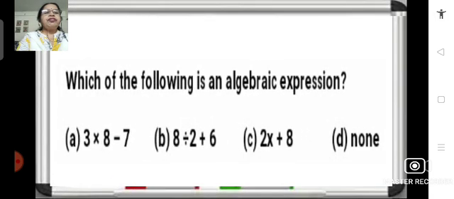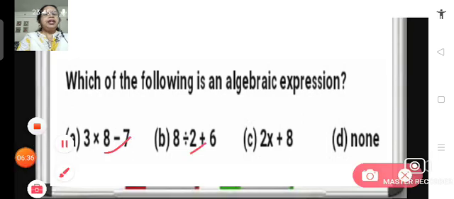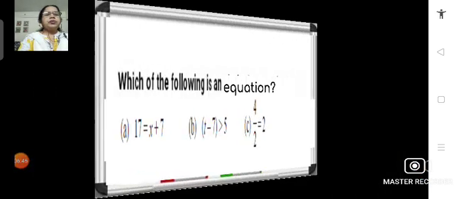Next, which of the following is an algebraic expression? We know in the algebraic expression there will be numbers as well as the variable. So all the others like A, B, they are numerical expressions. Only C is the algebraic expression here. Let's see the next question.